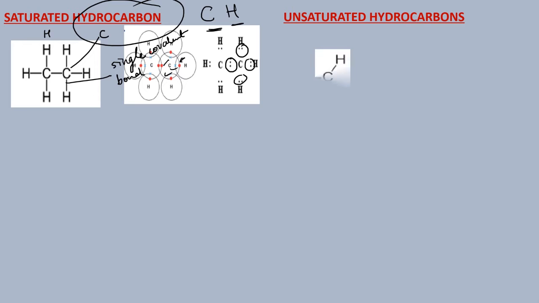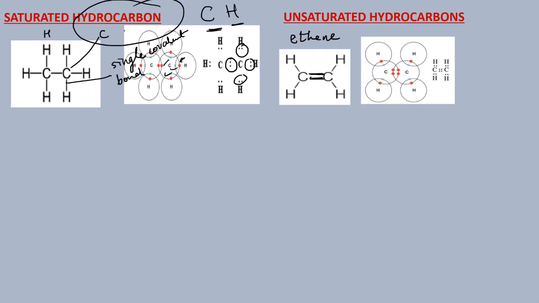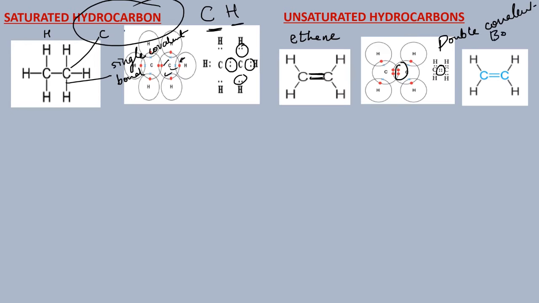Now let's go to the unsaturated hydrocarbon. Here you will see that the number of hydrogen atoms gets reduced, and the carbon atom, in order to satisfy the valency, will share 2 electrons with the other carbon atom. That means there will be a double covalent bond, or in case the hydrogen atoms reduce further in number, it will undergo triple covalent bond in order to satisfy the valency.